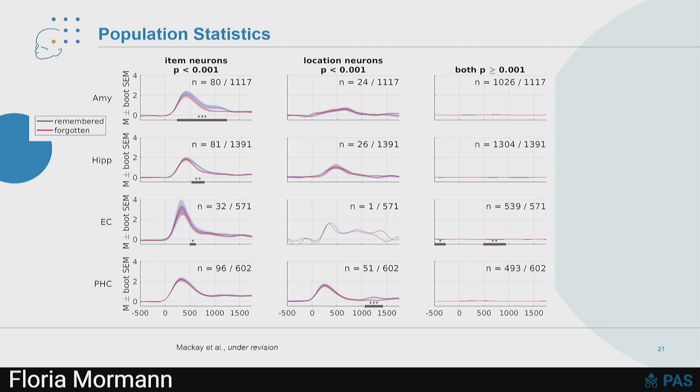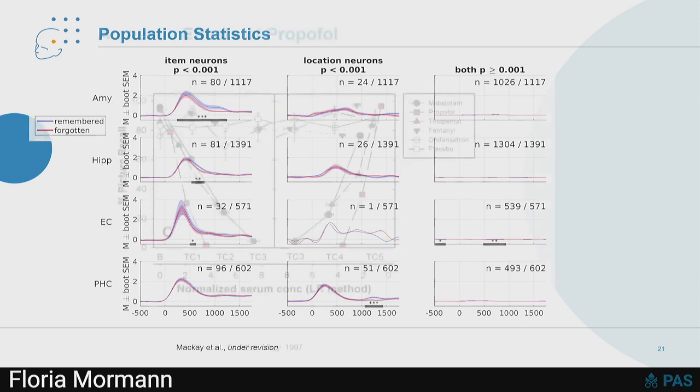The y-axis is scaled in the same way. The little effect we see in entorhinal cortex, I would argue, is a false positive or due to our very strict response criteria. Those are semi-responsive cells. So really, it's specifically these concept neurons that allow us to predict successful memory formation.